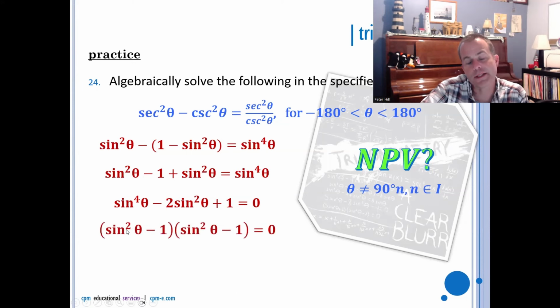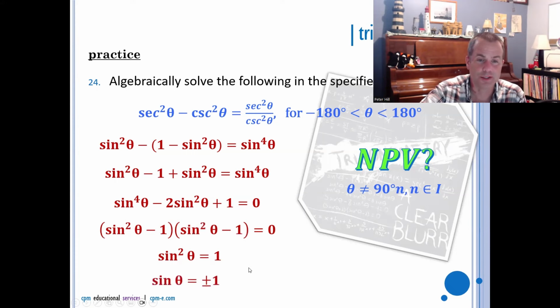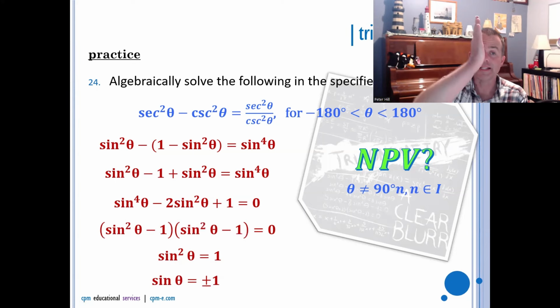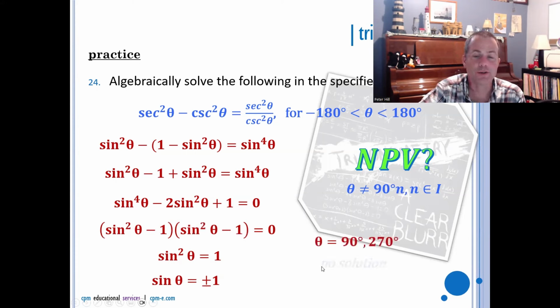And so I'm left with a statement that says sine squared theta minus 1 equals 0, which is sine squared theta equals 1. Square root both sides, sine theta equals plus or minus 1. So where does sine of theta equal plus or minus 1? Well, at 90 and at 270, the problem with that is, oh, it's my NPVs. So actually, there is no solution to this particular question.